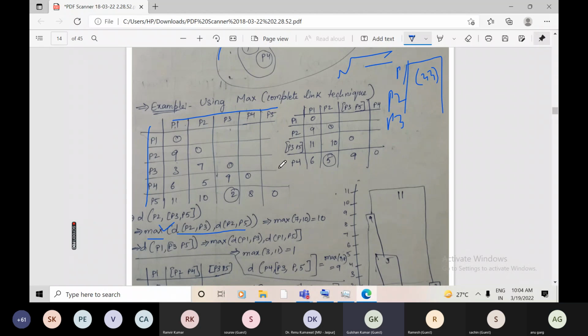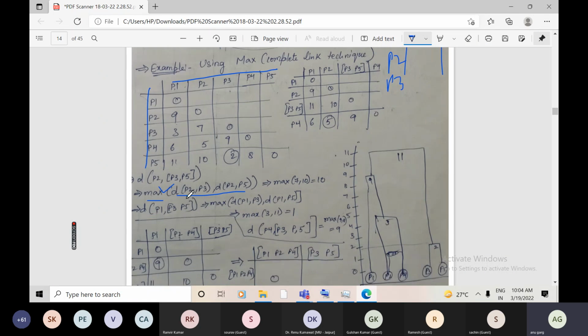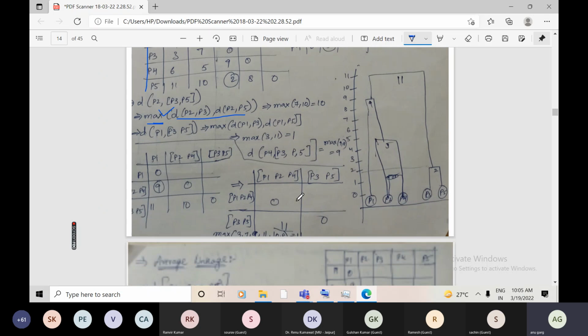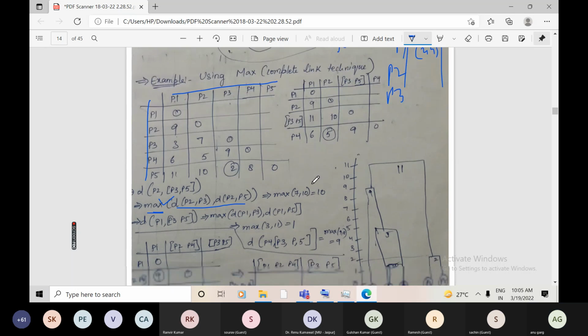Okay, thank you. Yeah. So in the max case, you need to take the maximum value instead of minimum. I'm not going into detail on this one. Everything is the same. Only you have to take the maximum value instead of the minimum value in the complete linkage technique.